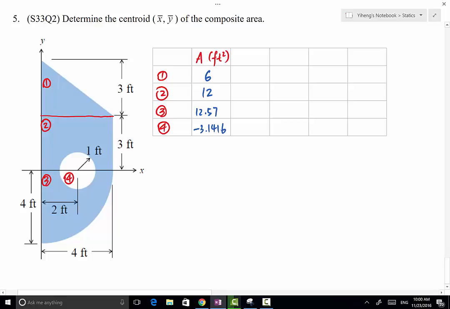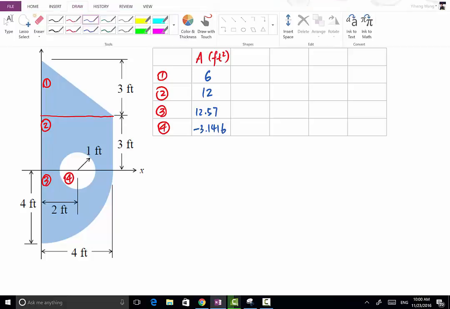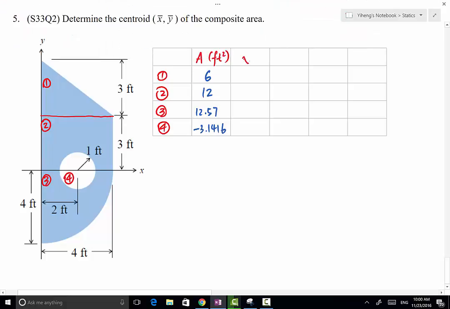For the second column, we're going to fill in the x tilde of each of the component areas, and that's going to be in the unit of foot as well. For the next column, we're going to fill in y tilde, and then for the next column, we're going to multiply x tilde and A, and for the last column, we're going to multiply y tilde and A. So the x tilde, y tilde are coordinates for the centroid location for each of the component areas.